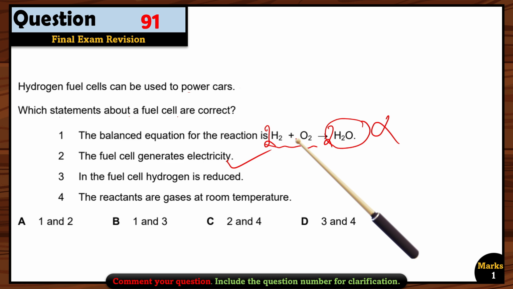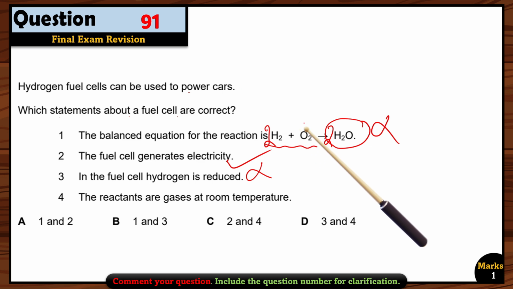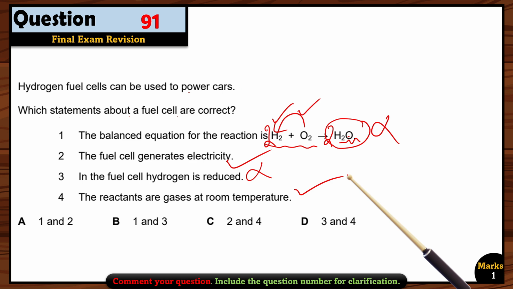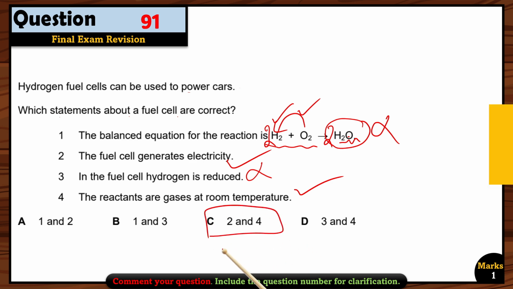The fuel cell generates electricity. Yes, electricity is generated. In the fuel cell, hydrogen is reduced. Wrong. It's oxidized actually. It will gain the oxygen, right? So oxidation is also to get oxygen, because water will be the product. Oxygen is added here, right? So hydrogen is oxidized. The reactants are gases at room temperature. Yes, that's right. Both are gases at room temperature. Sure. So options 2 and 4 are right. That is C. So C is the right option.